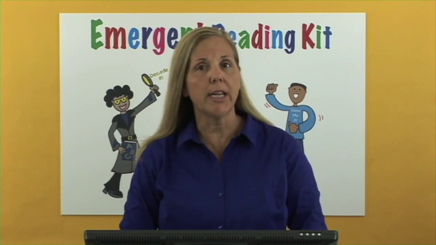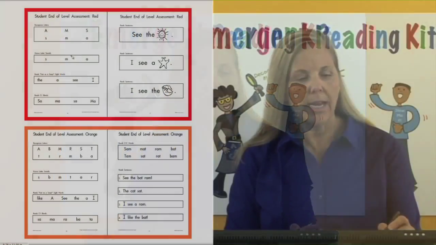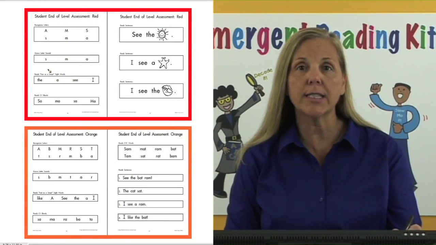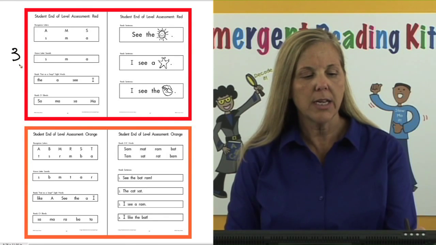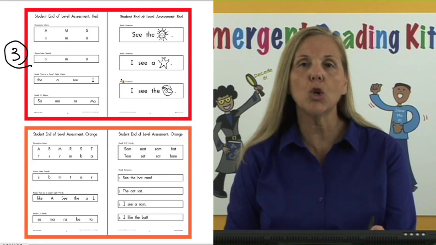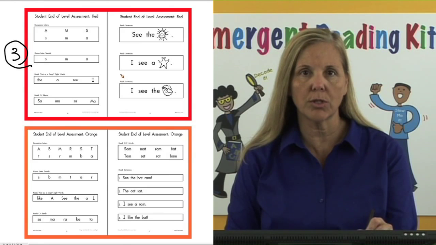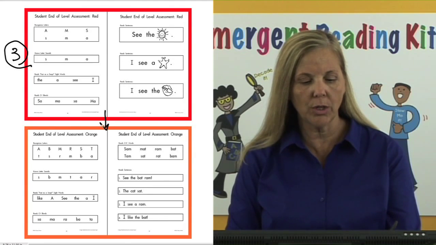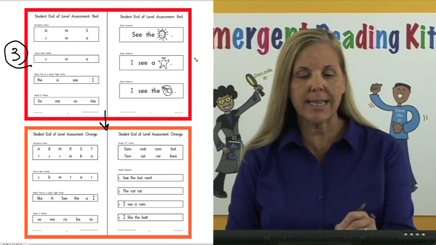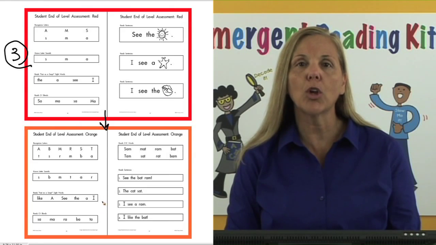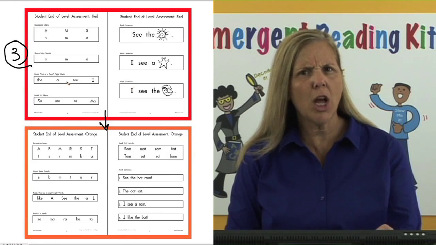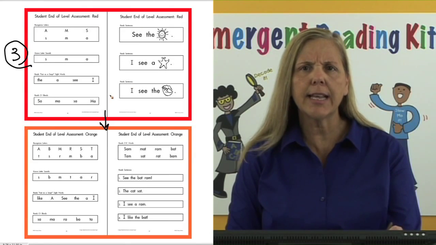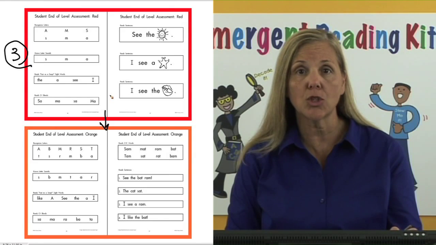Let's look closely at each one of these assessment pages. At the top, I have the red assessment. The red reading level takes 3 weeks. So that means after 3 weeks, you are assessing these students before they move on to the orange level. If they pass that red assessment, then they will go to all the books and read at the orange level. If they do not pass the red level, any of the items that they did not answer correctly are what you will go back and reteach.